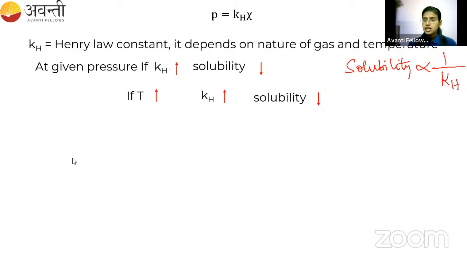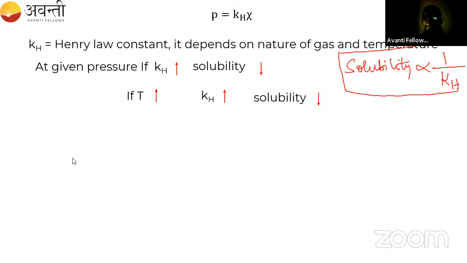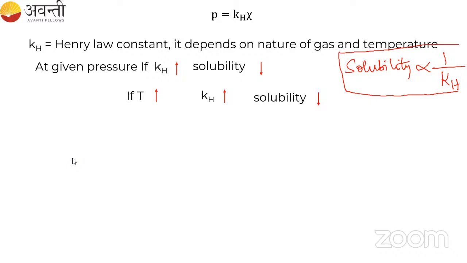So this relation is very important. You know why? In some questions, they will give four gases and the KH value for all four gases, and they will ask you to arrange those four gases in increasing or decreasing order of solubility. In that case, you have to use this relation. The one having the highest KH value will be least soluble, and the one having the lowest KH value will be more soluble. Like this, you have to apply this concept.